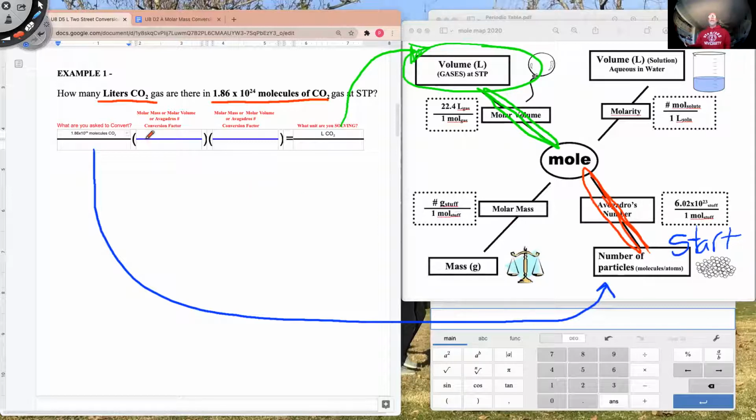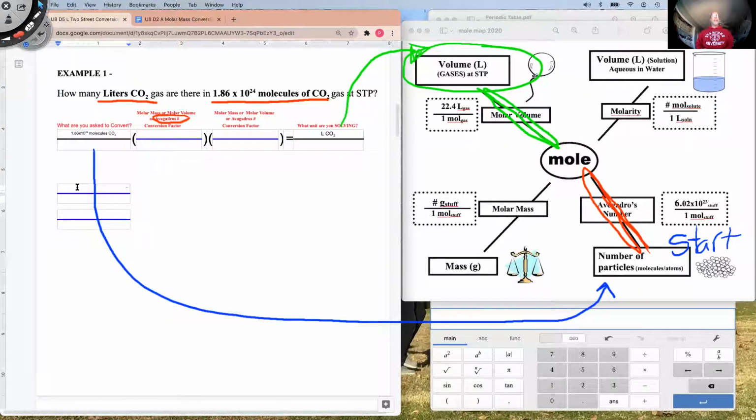Here's my question. Is this street going to be a red, blue or green street? Does Avogadro's number go here, or is molar volume going to go right here where I'm circling? If we start right here, the first street we come to is Avogadro's number. So you're going to circle Avogadro's number on your paper. Then we have to put Avogadro's number in there. What is Avogadro's number, Mr. Adams?